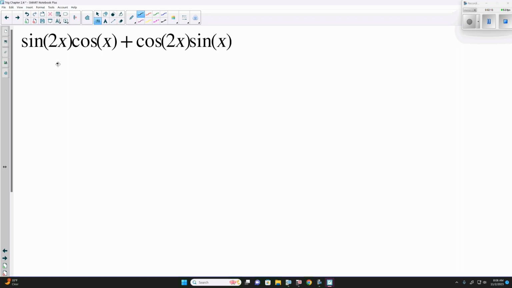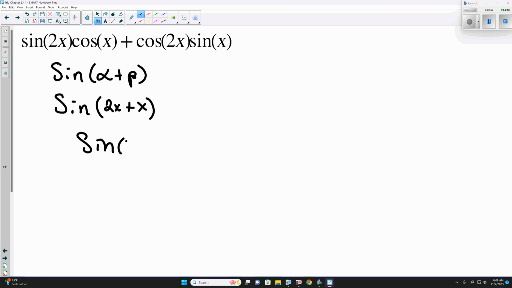But we would match them up, because we see that I have sine cosine plus cosine sine. So we're looking at sine of alpha plus beta as the formula this matches to, because we have sine of alpha cosine beta plus cosine alpha sine beta. Our alpha is going to be 2x, our beta is x, and if we simplify this, we get sine of 3x. And that's it. We're just turning it into one expression.